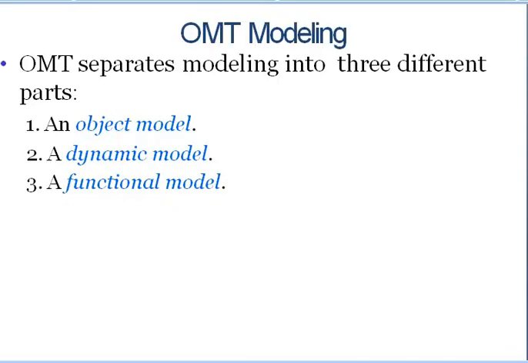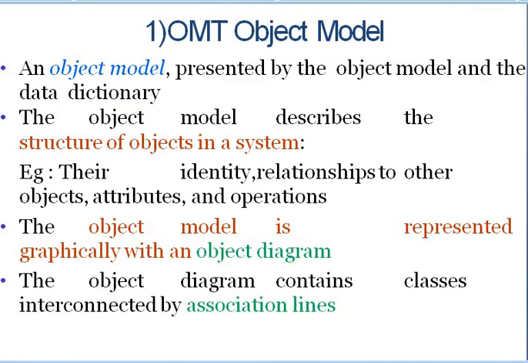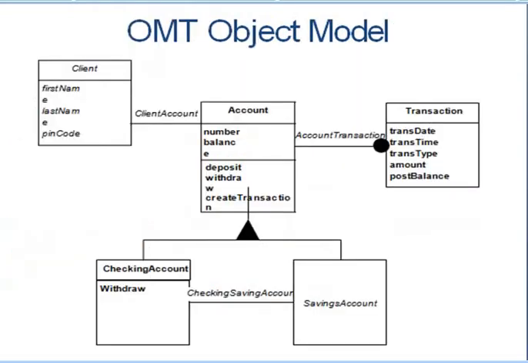As we have seen, the object modeling technique separates modeling into three different parts: the object model, dynamic model and functional model. The object model is presented by the object diagram and the data dictionary. It structures objects in a system and describes the identity, relationships to other objects, attributes and operations. The object model is represented graphically with an object diagram. The object diagram contains classes interconnected by association lines. We'll see one example here.